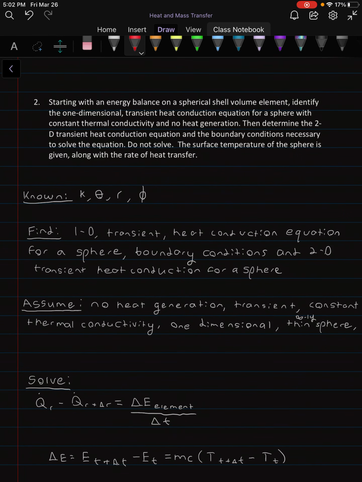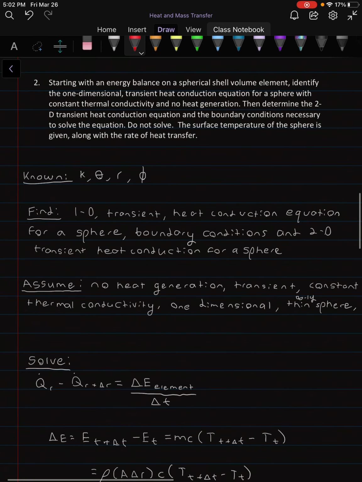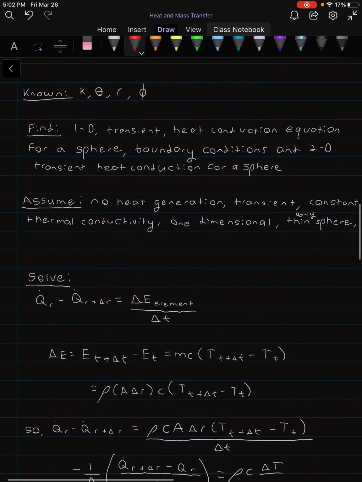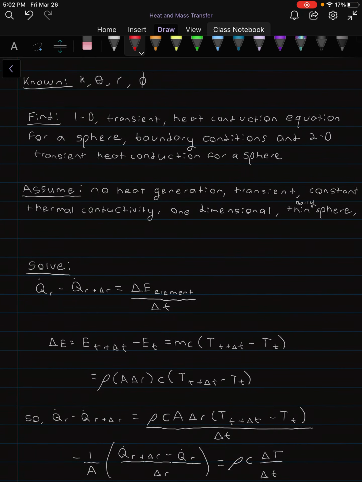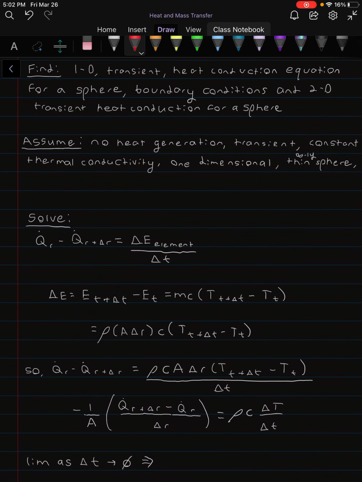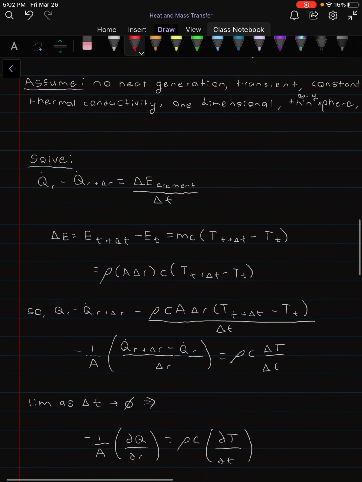So this is just a general problem: find a spherical shell volume element with one-dimensional transient heat conduction, and then we determine the 2D transient heat conduction equation and the boundary conditions necessary to solve that equation. So first we know K, theta, R, and phi. Then we find 1D transient heat conduction for a sphere and 2D transient heat conduction for a sphere. So we assume no generation, transient, constant thermal conductivity, one-dimensional, and infinitely thin sphere.